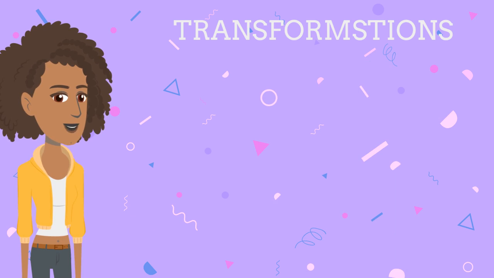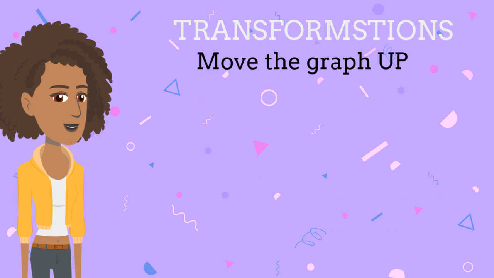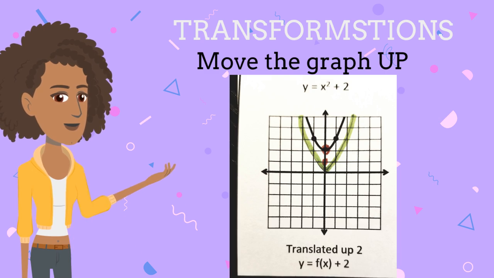We're going to take this function and we're going to move it. We're going to use 2 as our number. So f of x plus b will shift this function, for us, 2 units upward. And you'll see in the graph. Yeah, there we go. The original graph is green.